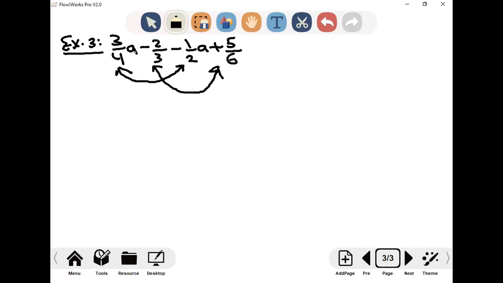Let's start with the a. I have 3 over 4a minus 1 over 2a. It means I will take the 3 over 4 and subtract 1 over 2, right? Don't do it here in the solutions. Do it on the side and take the answer of it. So I will take 3 over 4 minus 1 over 2 to know the answer of it.